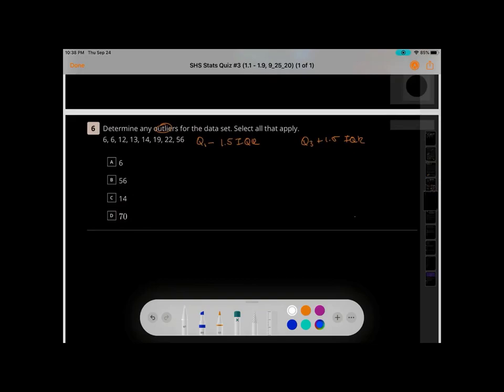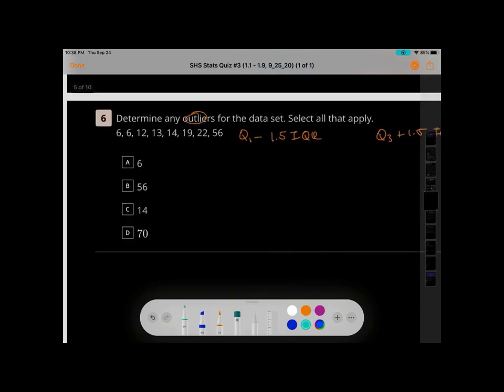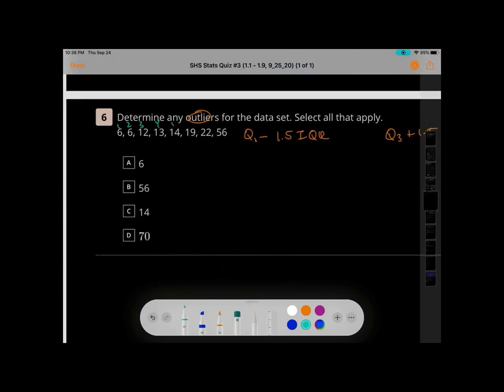Already done for me. Let's number these. So 1, 2, 3, 4, 5, 6, 7, 8. That's good. It's even. There's 4 on each side. So IQR is Q3 minus Q1. Let's figure quartile 1. That's this pink. 4 numbers, take the average, 6 plus 12 divided by 2, and your quartile 1 is going to be 9.